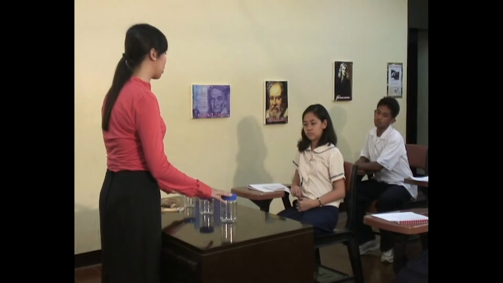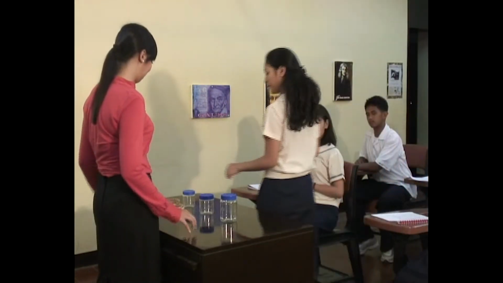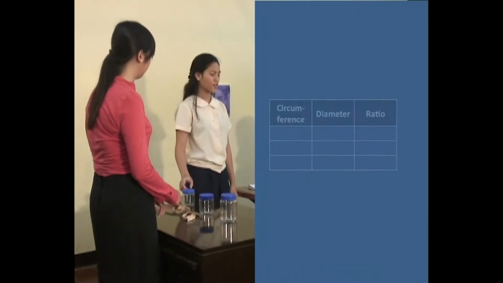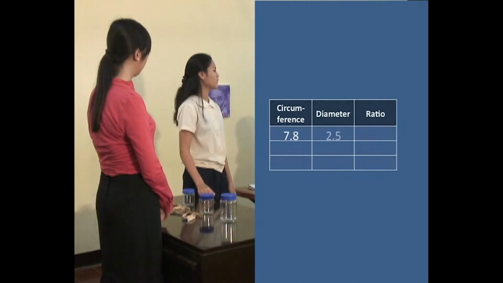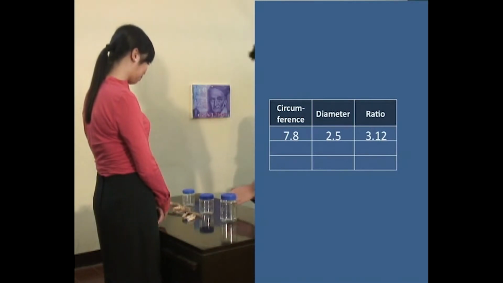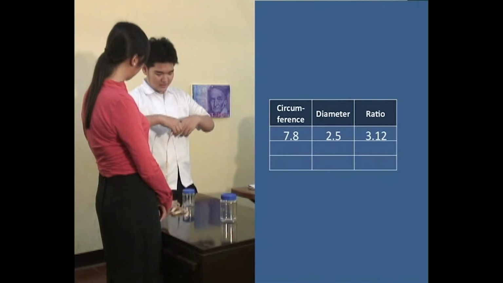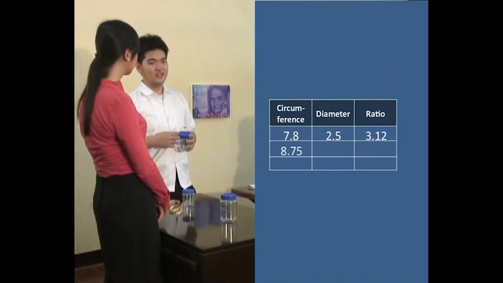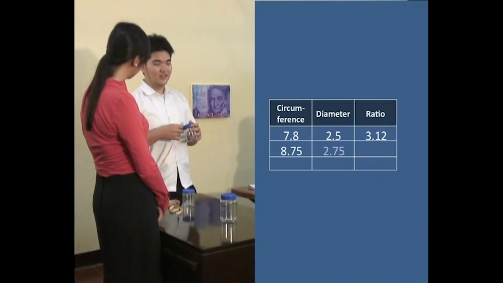I have here several canisters of various circumferences and radii. I'd like you to measure the diameter and circumference of each and write your findings on the board. Let's see. This one has a circumference of 7.8 inches and a diameter of 2.5 inches. Let me try. This one has a circumference of 8.75 inches, while it has 2.75 inches as diameter.